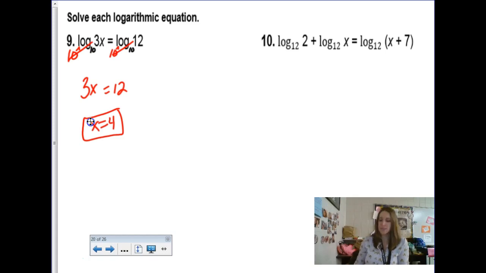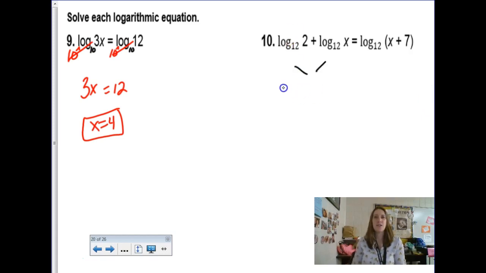Some of the Algebra 2 kids always saw that question and said, well, can't I just cross off the logarithms? Yeah, because of the equation property, but what you're really doing is understanding that the exponentiation is what's canceling the logarithms.